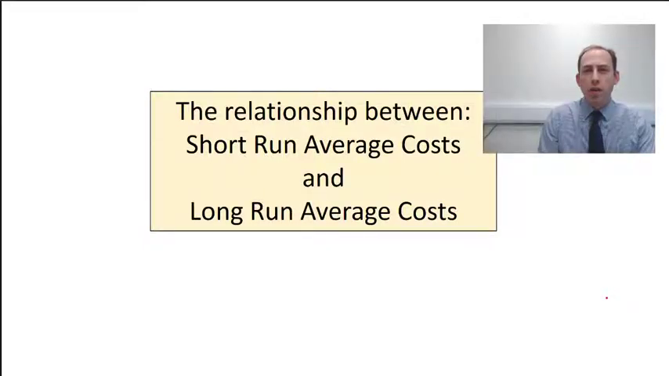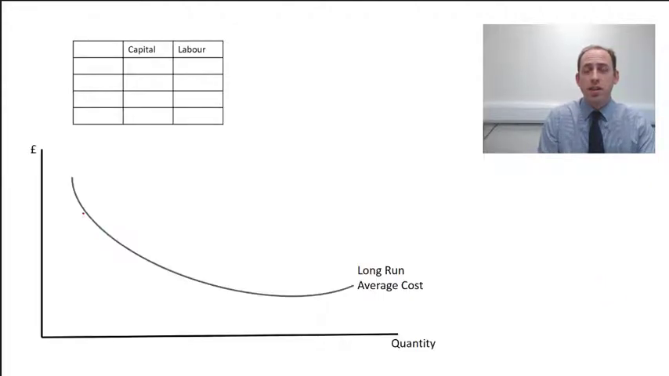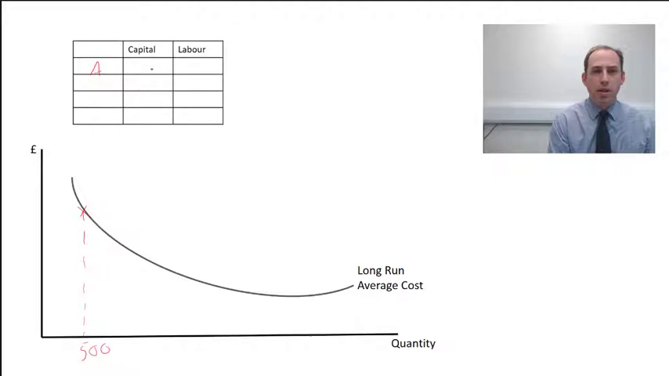Hi, welcome to this video on the relationship between the short run average cost curve and the long run average cost curve. So let's get stuck straight in. Here I've got a company and I'm going to say that it's producing 500 units to start off with. I'm going to label the point on the long run average cost curve where it is as point A. And the way that we're producing at point A, 500 units, is to use 20 units of capital and 40 units of labour.